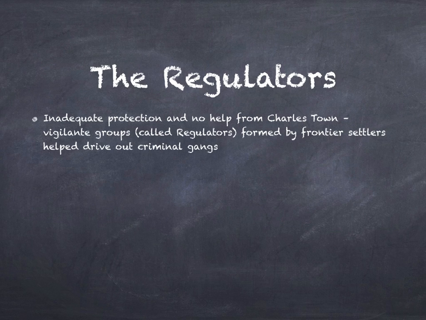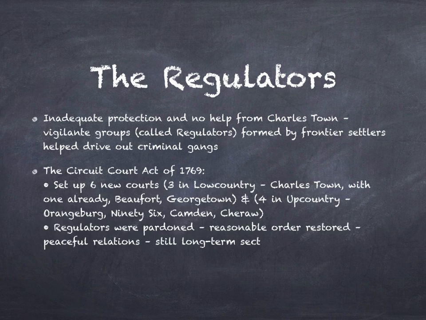So the General Assembly in 1769 will pass the Circuit Court Act, and this is really what needed to happen. They set up 6 new courts, 3 in the Low Country, one of which had already been in Charlestown, but they'll set up 1 in Beaufort and 1 in Georgetown, and then they'll set up 4 in the Up Country, 1 in Orangeburg, 1 in 96, 1 in Camden, and 1 in Cheraw.